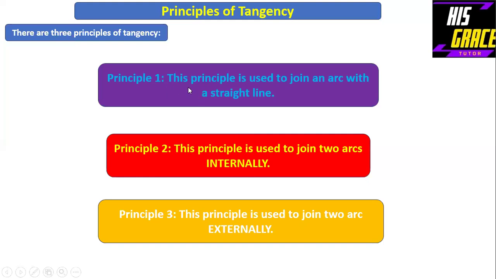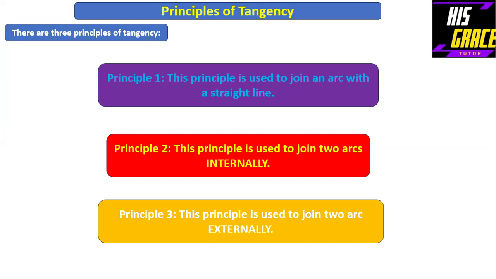Let's start with principle 1. This principle is used to join an arc with a straight line. While principle 2, we use to join two arcs internally, and principle 3, we use to join two arcs externally. So these are the three principles, and we are going to take them one by one.